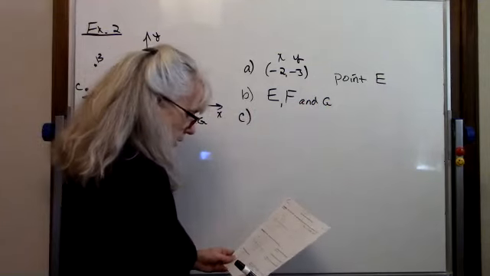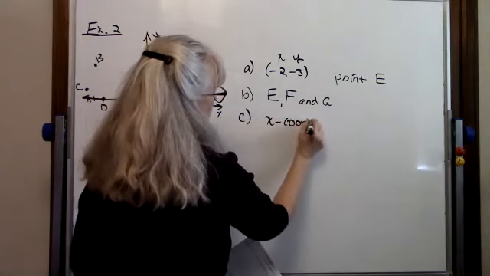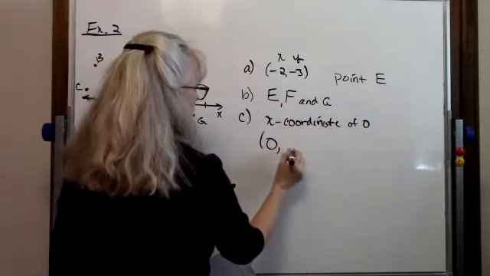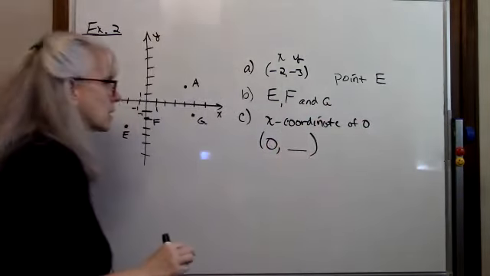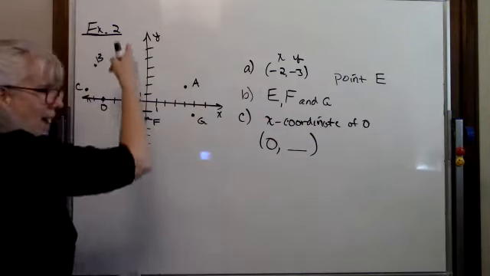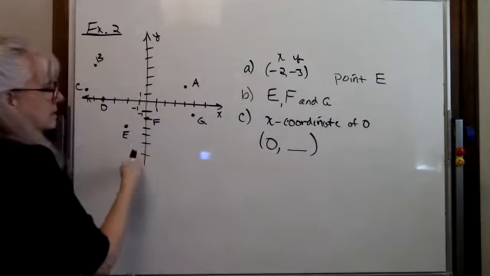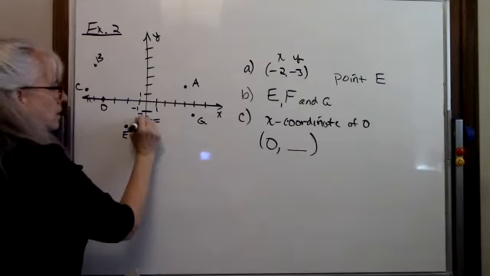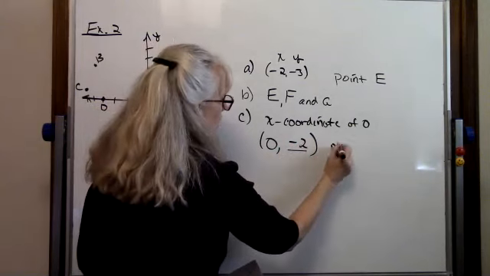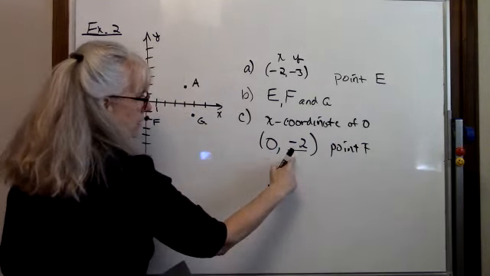Part C says, which point has an X coordinate equal to 0? So an X coordinate of 0. So what they're saying is that I've got 0, comma something, and we need to figure out what this something is. Well, in order to have an X coordinate of 0, that means we're on top of the Y-axis because the X coordinate is 0. So make sure this is your X, this is a 0 of X. So we're looking at point F, which is at 0, negative 2, and that is point F. So its X coordinate is 0, its Y coordinate is negative 2.